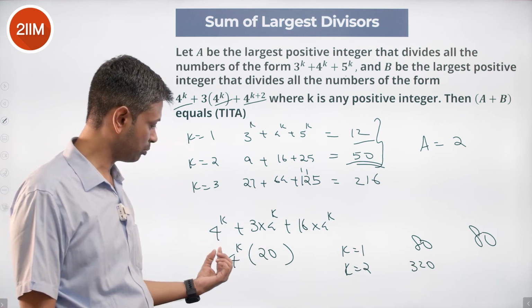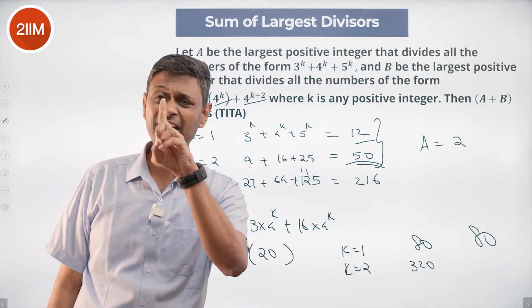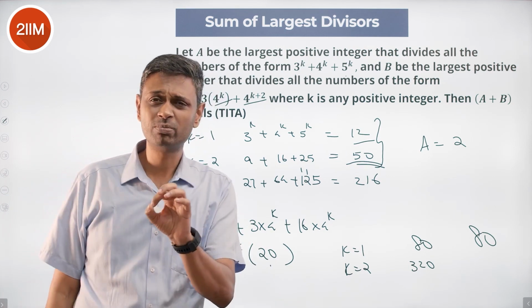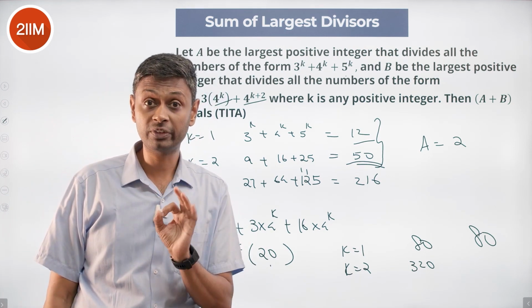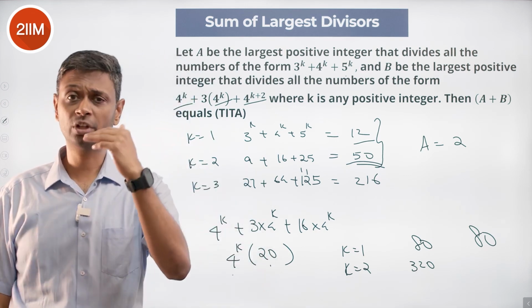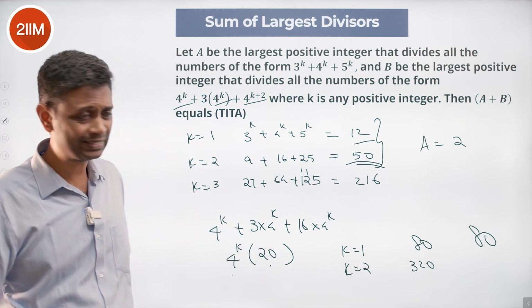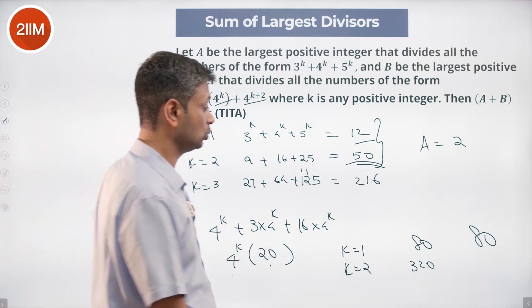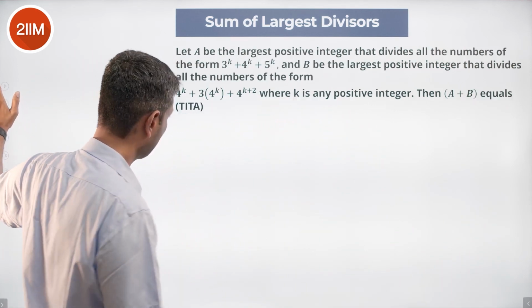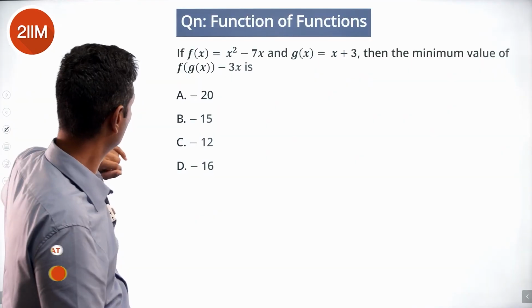It is 4 power k into 20. K is at least 1. This gives us a 20, this gives us a 4. So the largest number that will divide this always is 80. K is 1, it is 80. Anything more will be more than 80. And so 80 is definitely in the number. A is 2, B is 80. Add these two, we get A plus B to be 82.